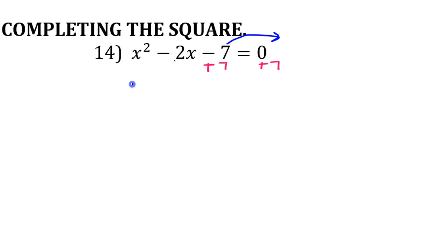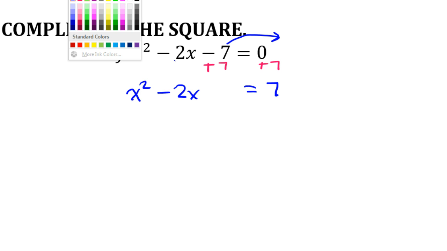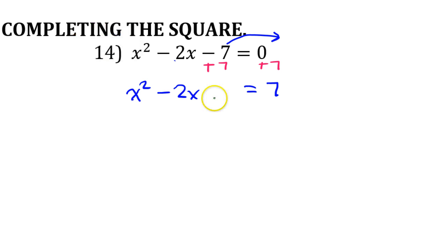So I'm going to recopy this problem. So I have x squared minus 2x. I'm going to leave that space here, and now I've got the 7 over on the other side. You know, these cancel each other out, left a nice space. Now in that space I can complete the square, meaning I will do half of the middle and square it. Half of this is negative 1. Now negative 1 squared is positive 1. So that's the number that belongs here.